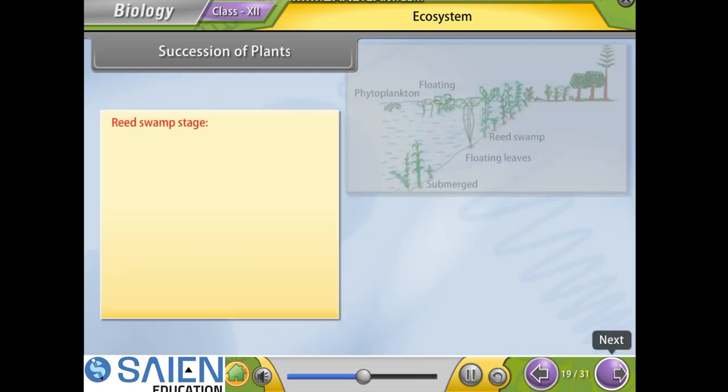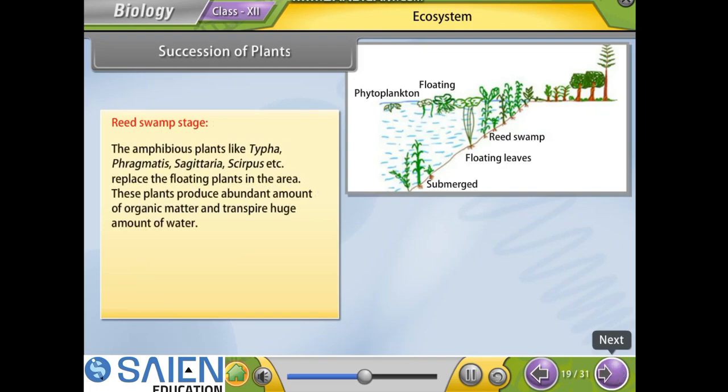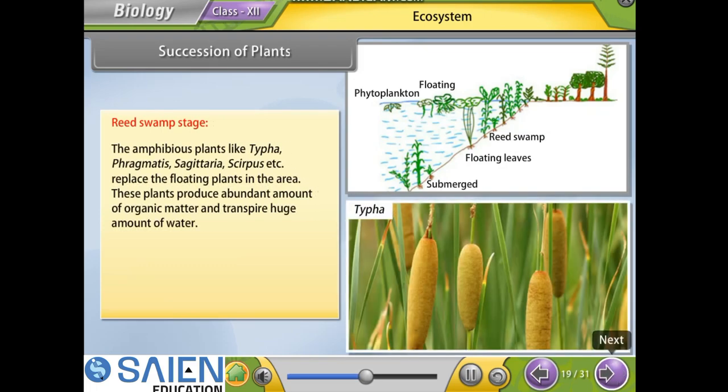Reed swamp stage. The amphibious plants like Typha, Phragmites, Sagittaria, Scirpus, etc. replace the floating plants in the area. These plants produce an abundant amount of organic matter and transpire a huge amount of water.